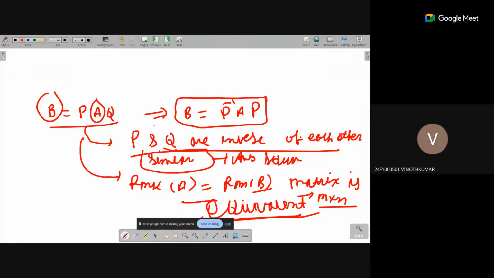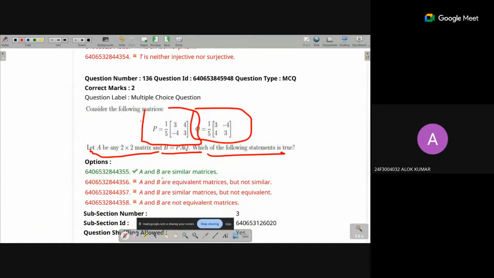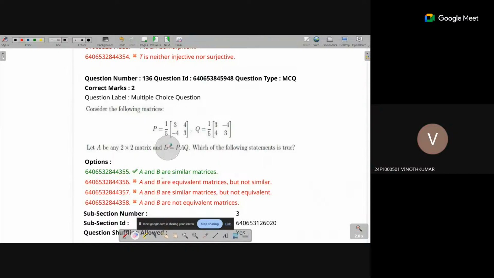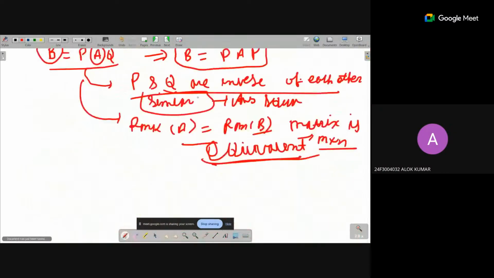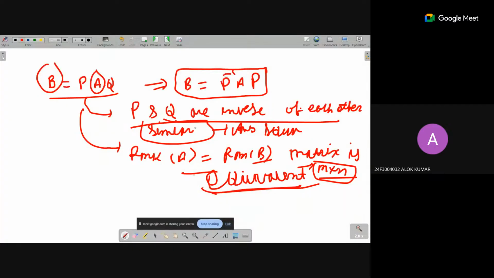No, it has to be invertible. You are talking about this question. Okay, sorry, I didn't mention the order. Obviously, if matrices are similar, then any square matrix can be similar, not any rectangular one. So these are the two conditions for similar and equivalent, I think.